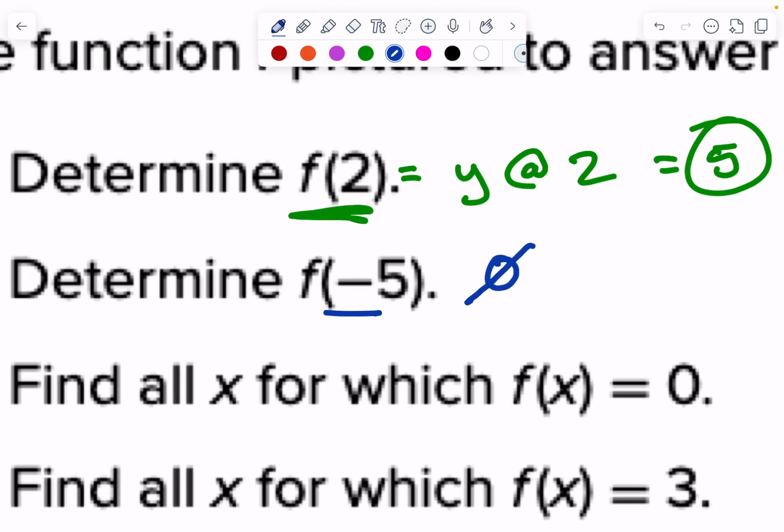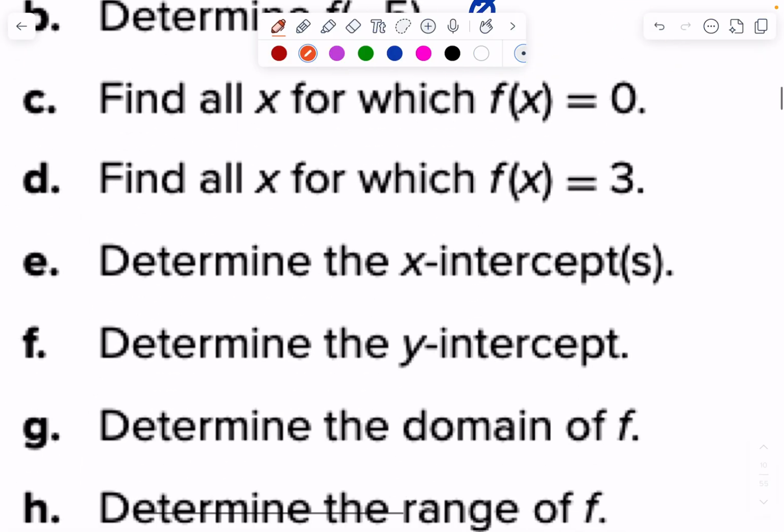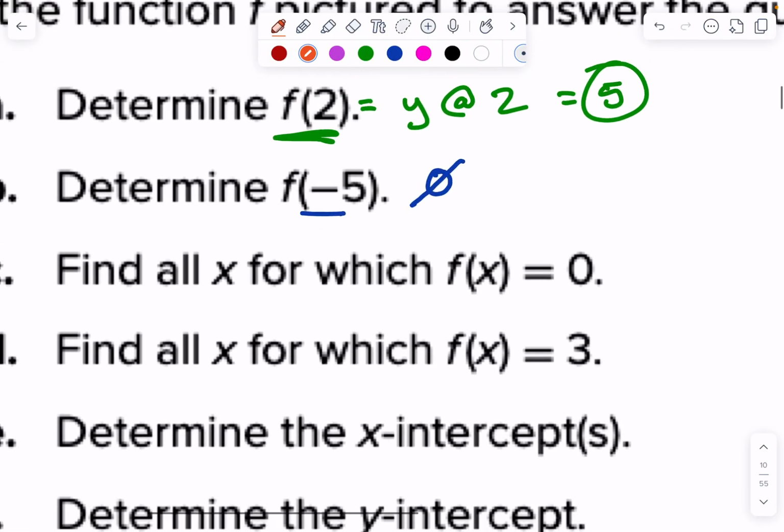Circle with a line through it. He doesn't actually have a value at negative 5. Okay. All right. Now, let's go to, yep. We'll just keep on track.